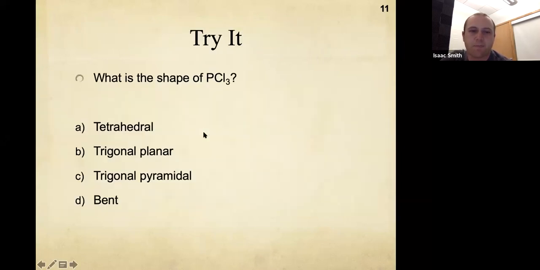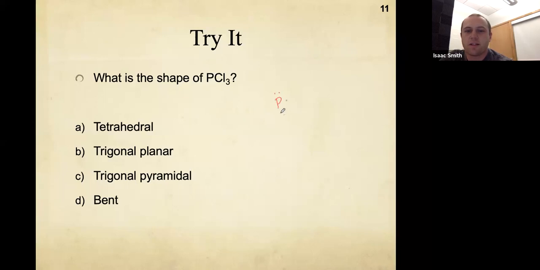Okay. All right, go ahead and pause the video and try to do this one on your own here. All right, let's go over it. For this one, you don't have a Lewis structure to go off of. If you try to do it in your head, it might be a little difficult, but hopefully at this point you've worked on Lewis structures.